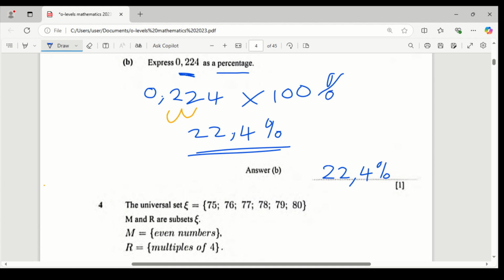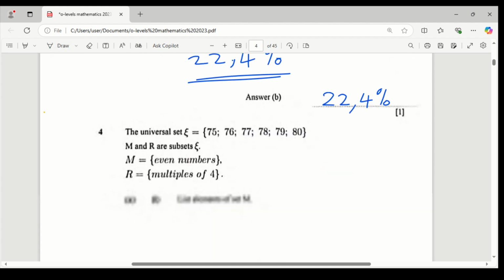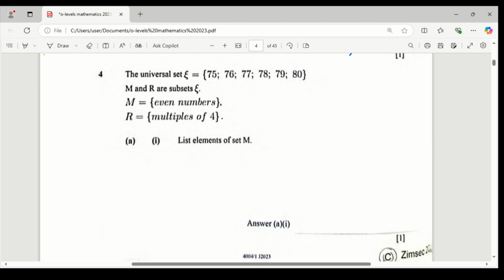Okay, let's move on to number 4. Number 4 is saying the universal set. We have got a certain universal set. We just got these elements 75, 76, 77, 78, 79, 80. Then it is saying that M and R are subsets. These are sets that are found inside another set. So M and R are subsets of the universal set.